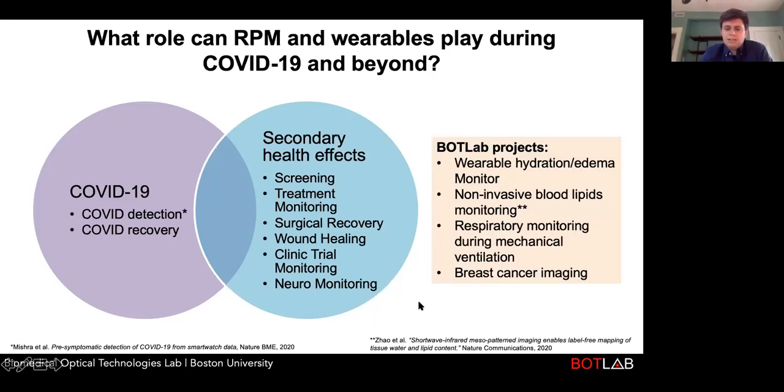We have a number of projects in this area, including a wearable hydration edema monitor that we're looking at for kidney failure, non-invasive measurements of blood lipids, respiratory monitoring during mechanical ventilation. But I'm going to focus again on breast cancer imaging to maintain continuity with the first part of the talk.